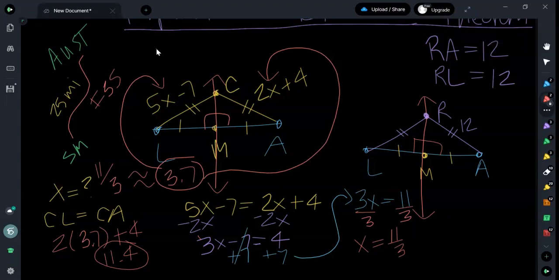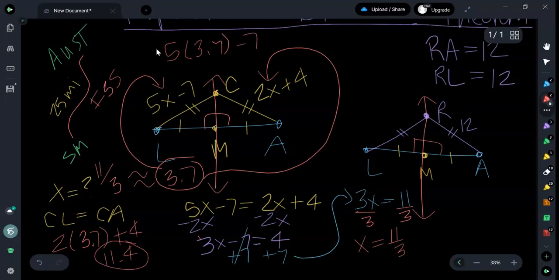And if you want to verify you got the right answer, let's try 5x minus 7. So 5 times 3.7 is 18.5. Minus 7 gives you 11.5.